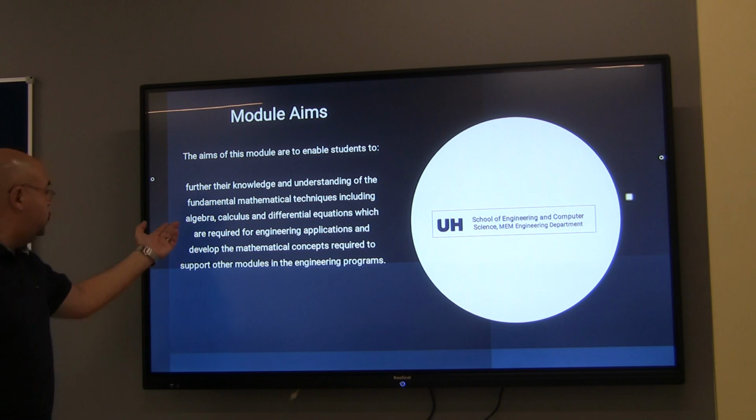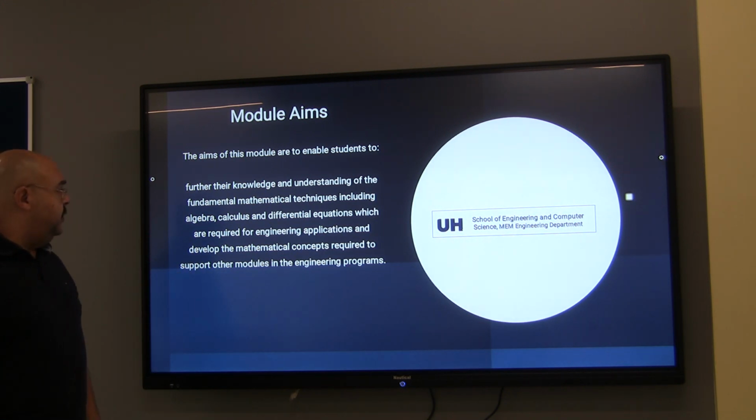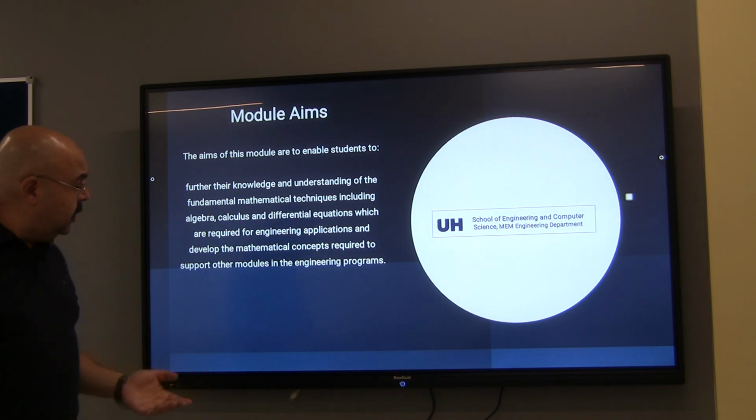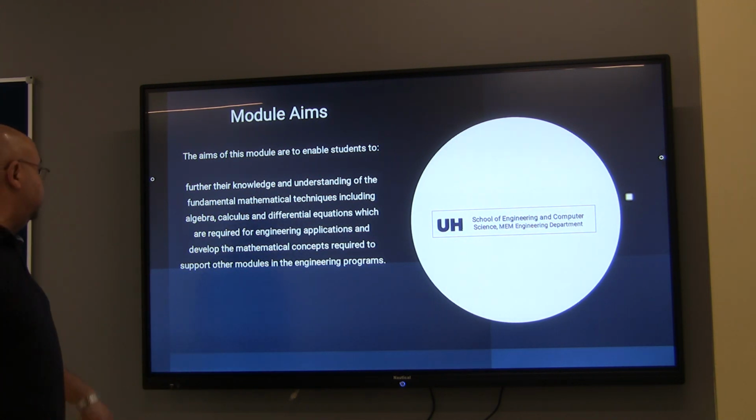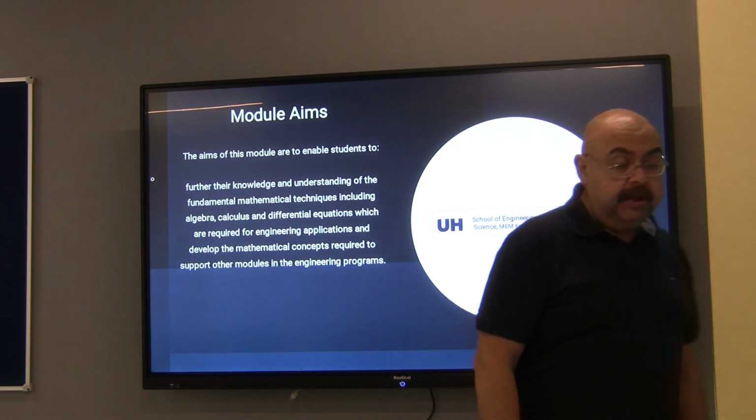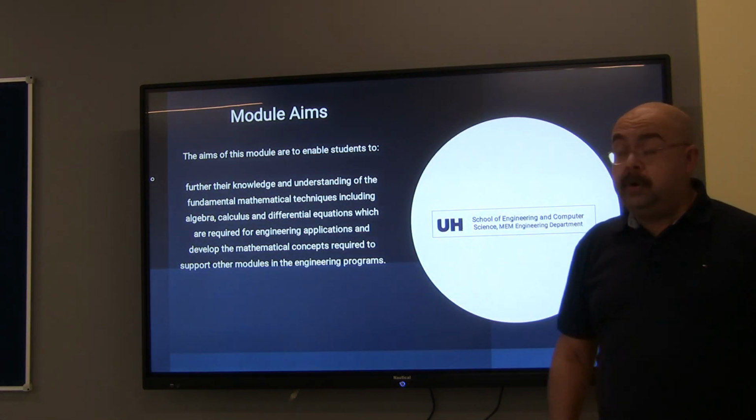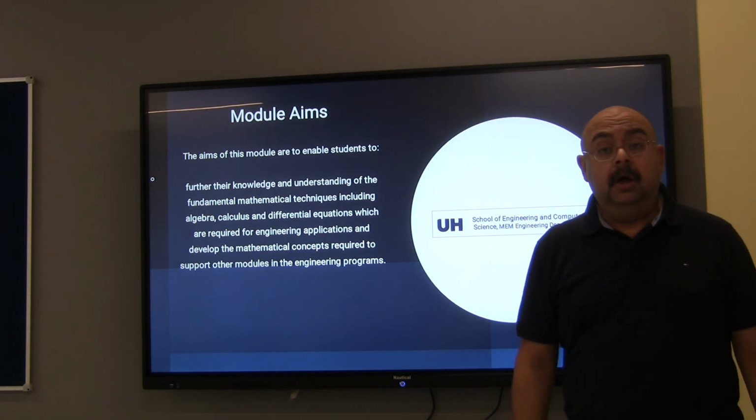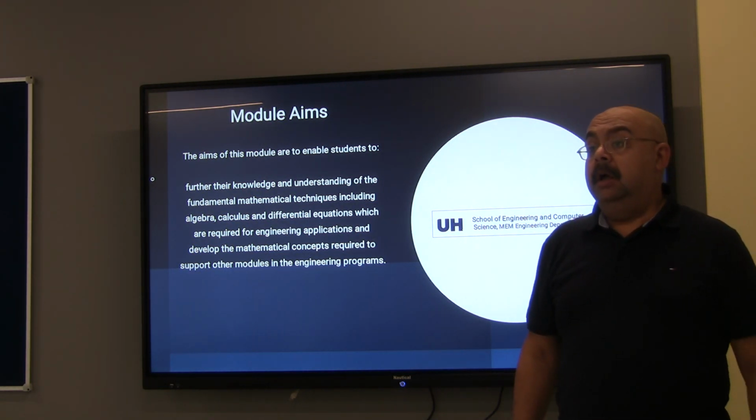about, and giving you a good understanding of the fundamentals of mathematical techniques, which include algebra, calculus, and differential equations, which are required in engineering applications in general and required for the engineering program. These are mainly the aims of our module.